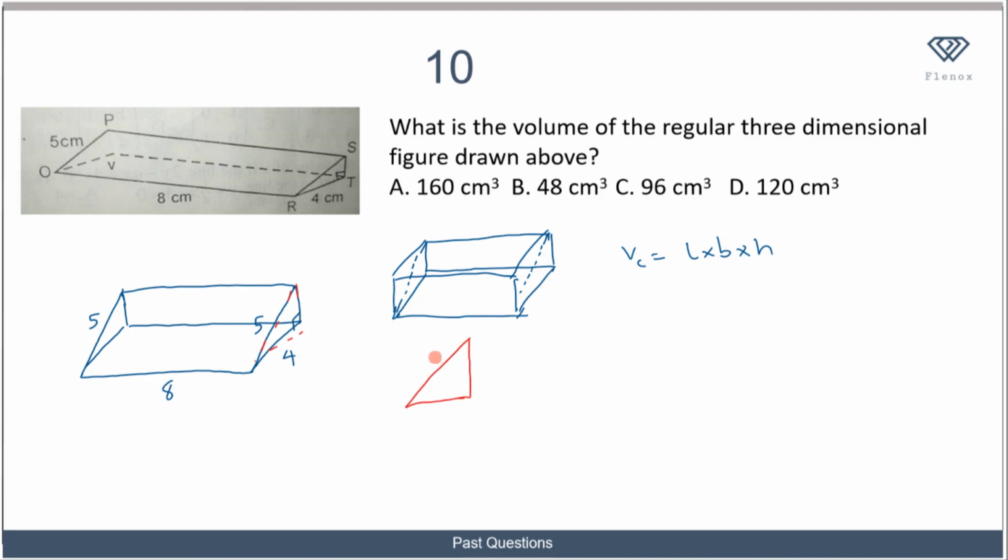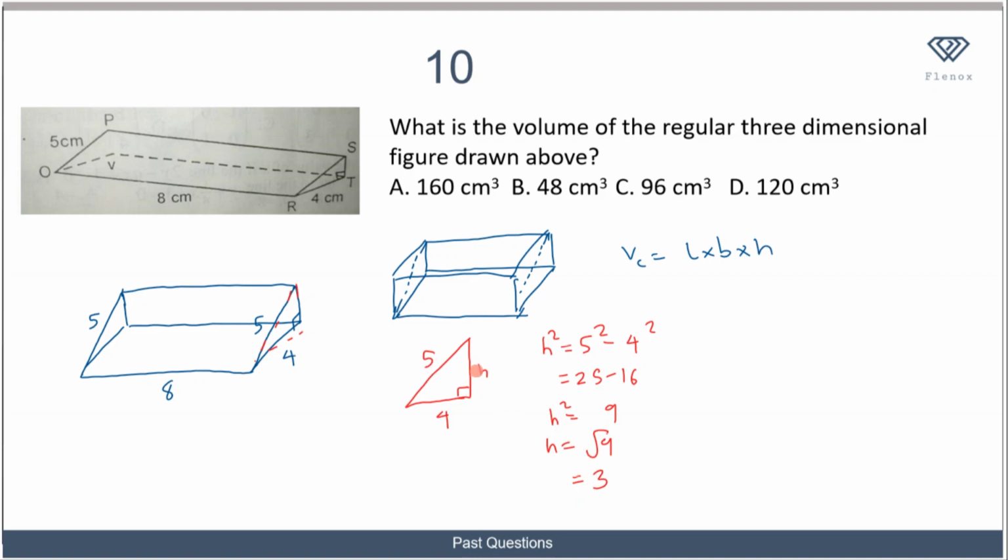And I know that the slant here is 5 and the base here is 4. So I can find the height. Based on Pythagoras theorem, h squared is going to be equal to the hypotenuse squared, which is 5 squared, minus this length over here, which is 4 squared. And that will be 25 minus 16. So my h squared is equal to 9. My h is equal to the square root of 9, and that is equal to 3.